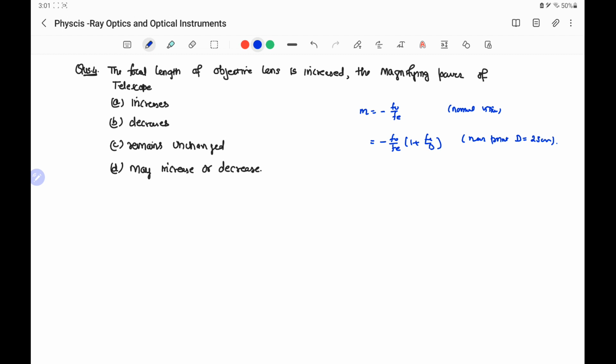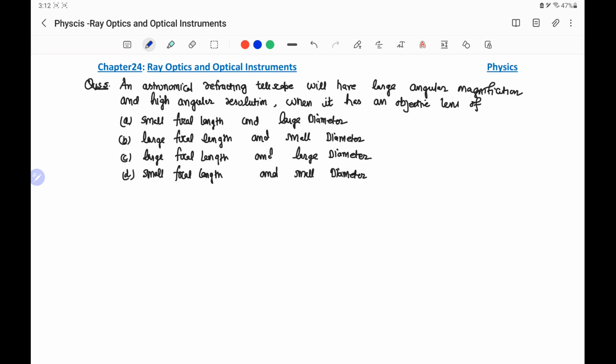From the formula of magnification, we can extract that magnification of the telescope is directly proportional to the focal length of objective. So as focal length increases, magnification will also increase. Therefore, the magnifying power of the telescope will increase on increasing the focal length. So option A is the correct option.